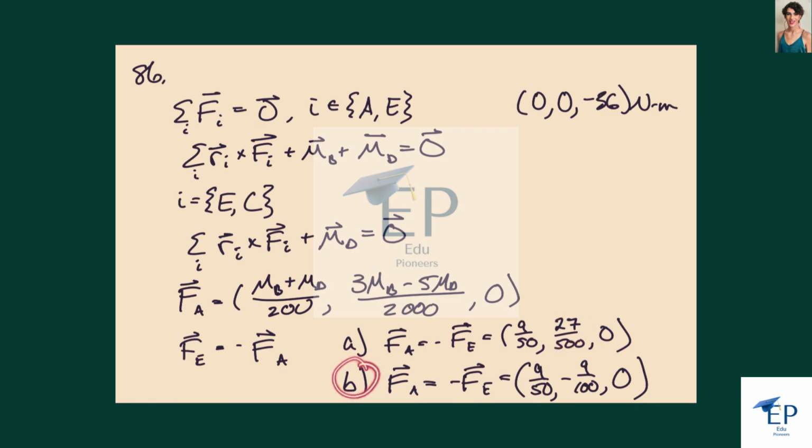And in the second case, when we have the moment at point B, we will have a negative vertical component at A and a positive one at E. So the sign changes on the vertical components of the reaction forces.